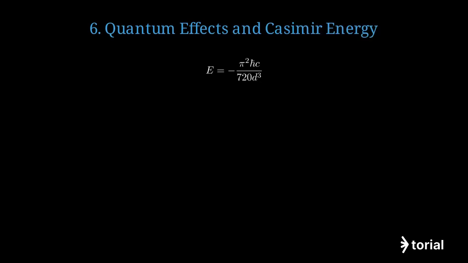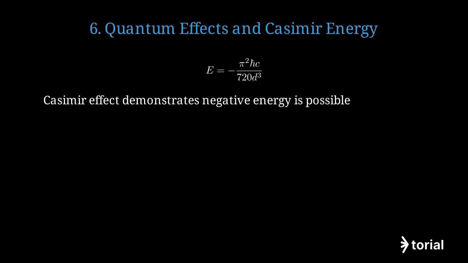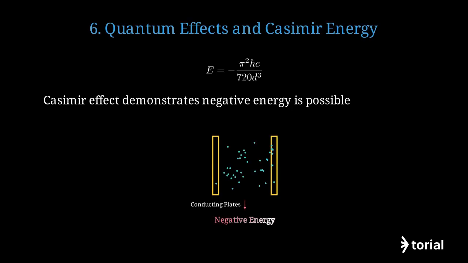The Casimir effect produces negative energy between two conducting plates separated by distance d. This is E equals negative pi squared h bar c over 720 d cubed. The Casimir effect shows that quantum vacuum fluctuations can produce measurable negative energy, though at extremely small scales. Between conducting plates, quantum vacuum fluctuations create a net negative energy density that pushes the plates together.